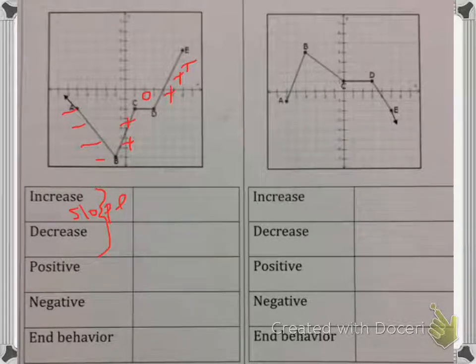Okay, so I'm going to have to write my intervals of increase. My intervals of increase are where my slope is positive. So where does my slope start positive at? It starts here at -1.